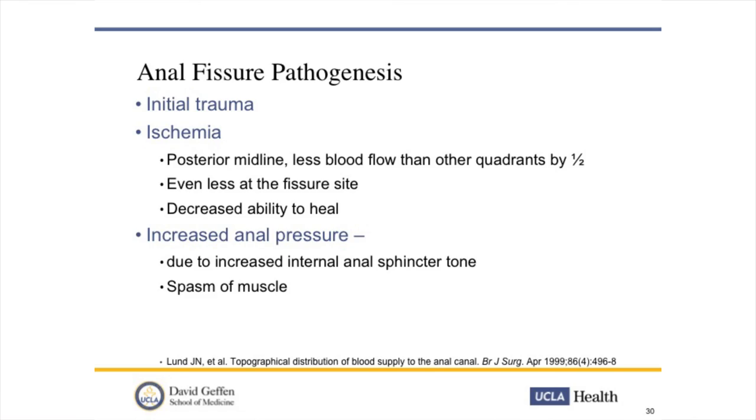So the pathogenesis is pretty clear. There's an initial trauma, but then there's ischemia. The posterior midline actually gets less blood than the other quadrants by about half, and there's even less blood supply at the fissure site. So that leads to decreased ability to heal. There's also increased anal pressure due to the internal sphincter tone, and that leads to the spasm of the muscle and therefore the pain that they have associated with the anal fissures.